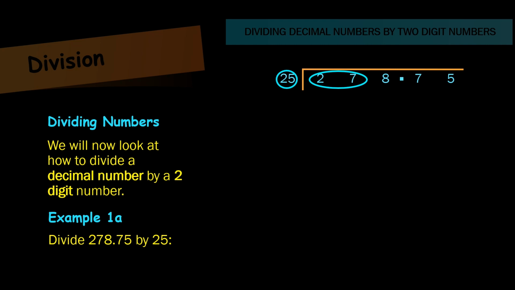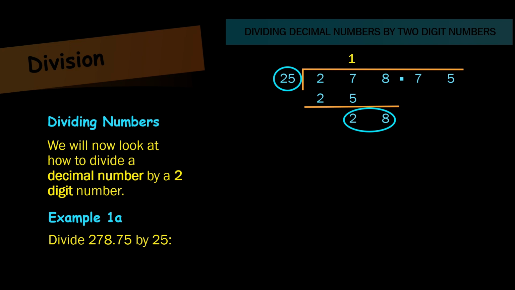Now check how many times 25 goes into 27. There is one 25 in 27, so we put a 1 here, as shown. Now multiply 25 by 1 to give 25, and put 25 here. Now subtract 25 from 27 to give 2. Bring the 8 down and position it here, as shown.